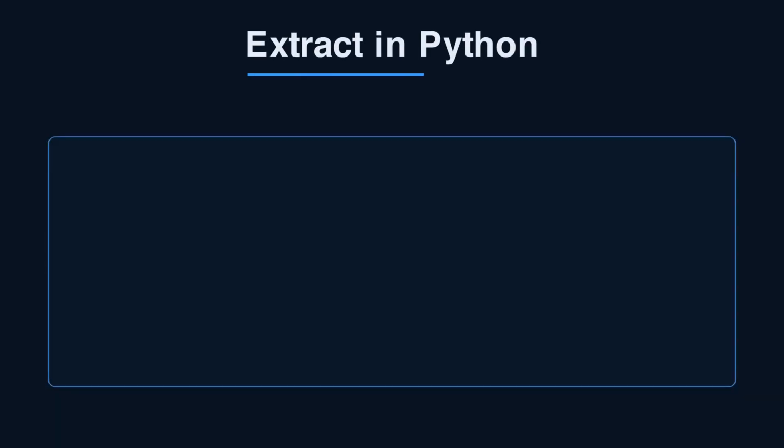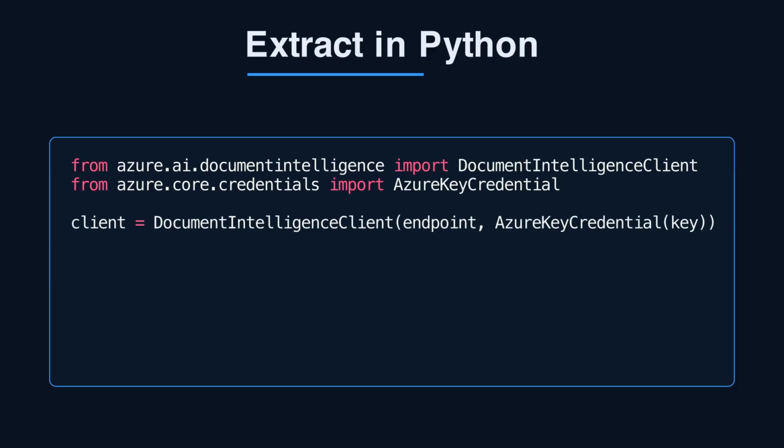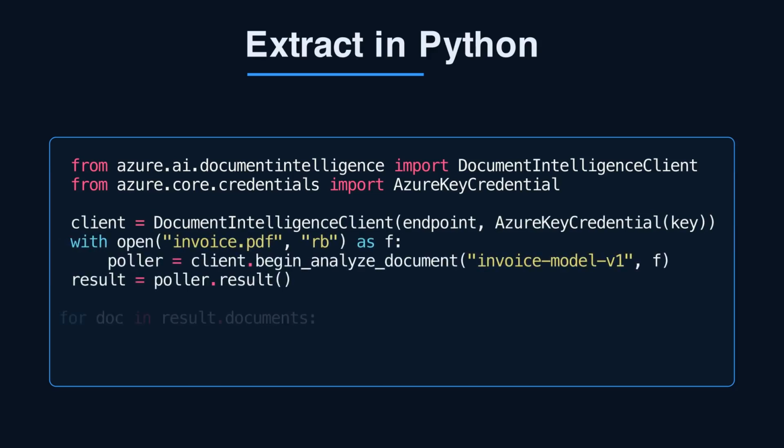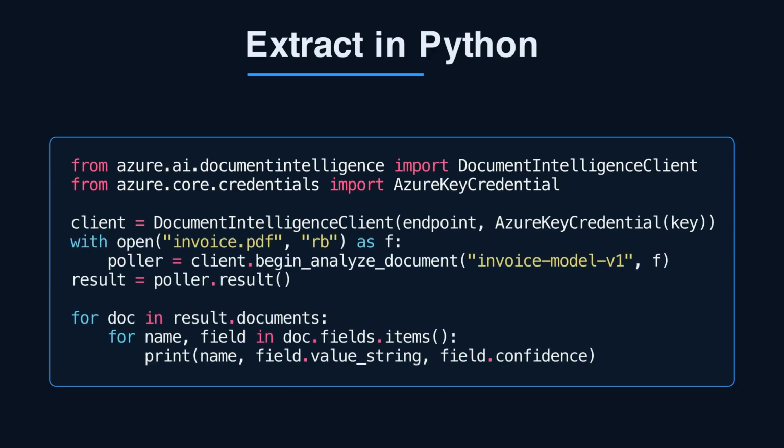Now the runtime call. Install the Azure AI Document Intelligence package and authenticate. Pass your model ID and the invoice bytes to begin analyze. Poll the result. Then walk the documents and fields collection. Each field carries a value and a confidence score.